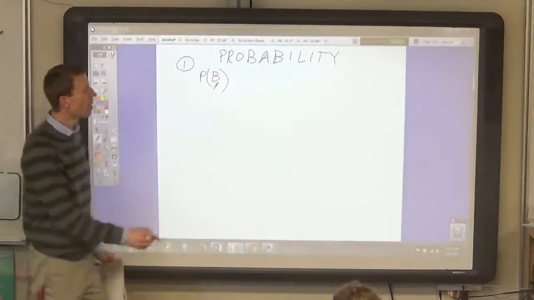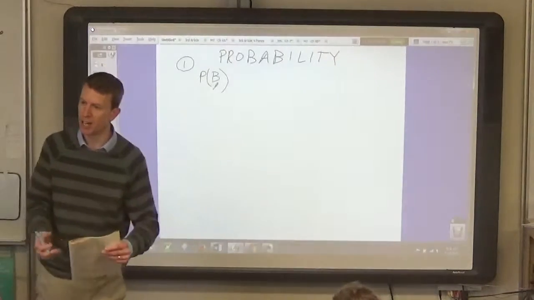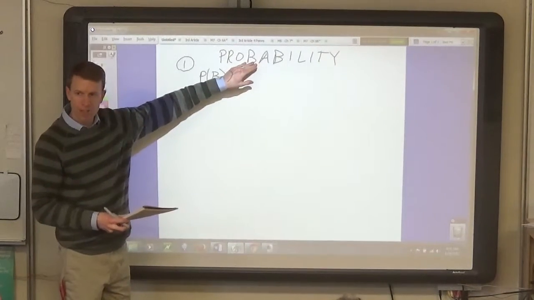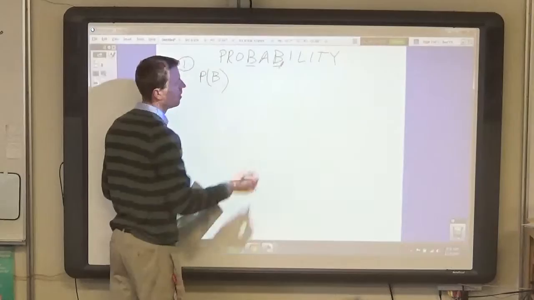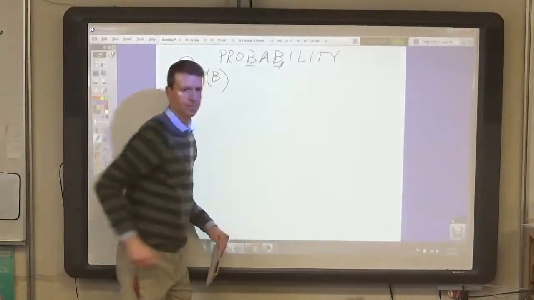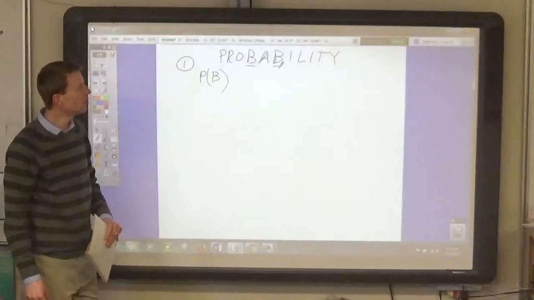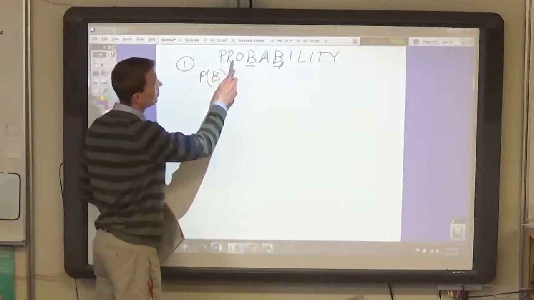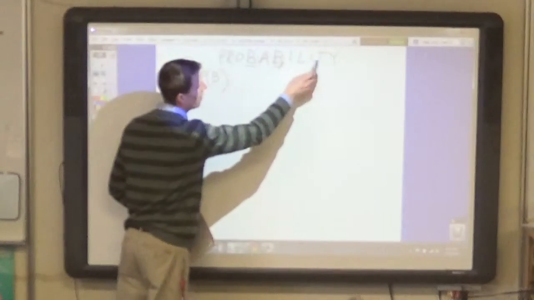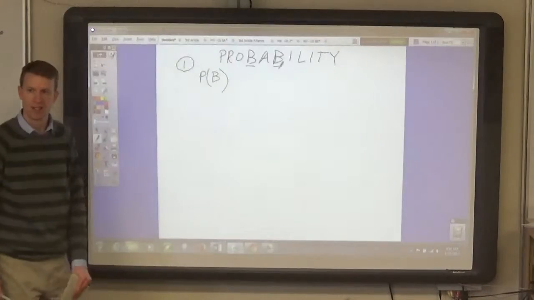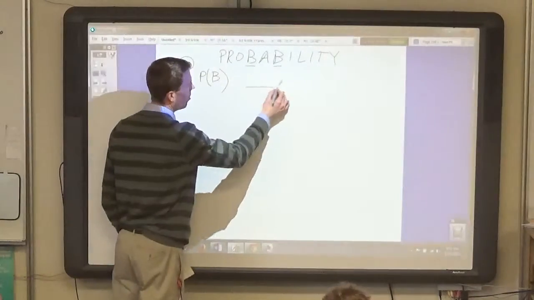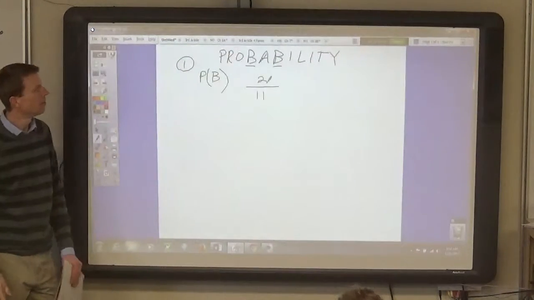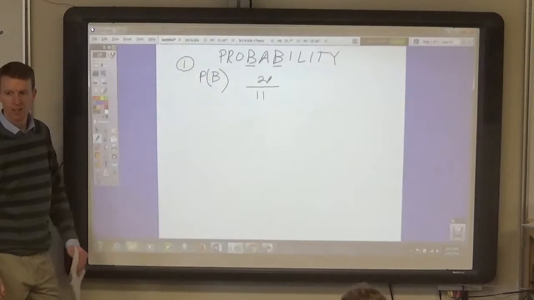Now, since we're finding probability, we're finding percent chance, you are listing the favorable events. There are 2 B's out of the total number of letters. So how many total letters are there? 1, 2, 3, 4, 5, 6, 7, 8, 9, 10, 11. 11 letters. So the probability is 2 out of 11.